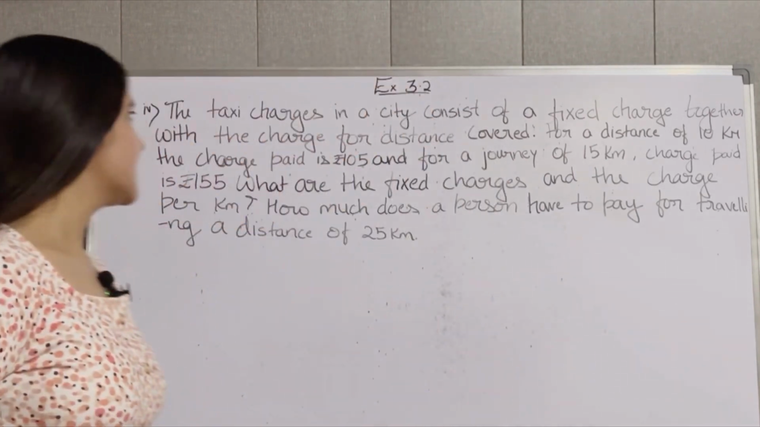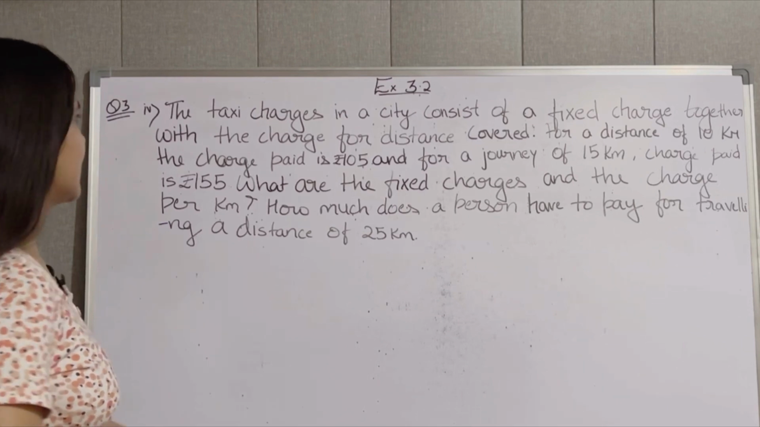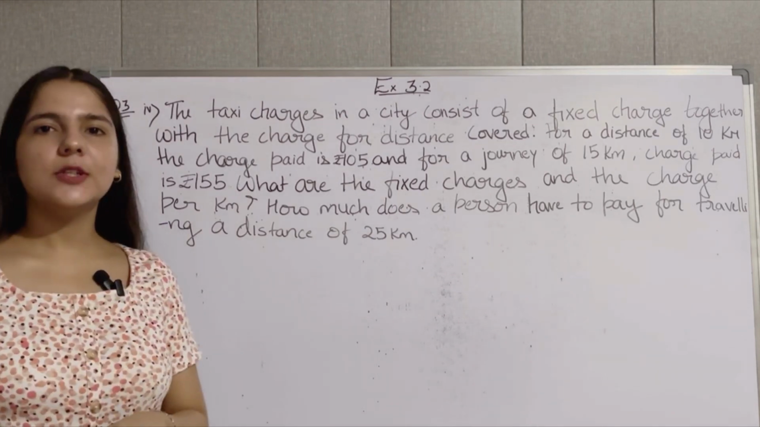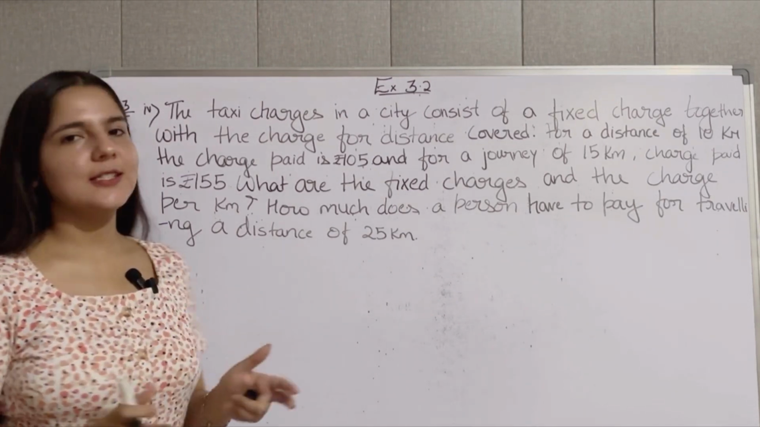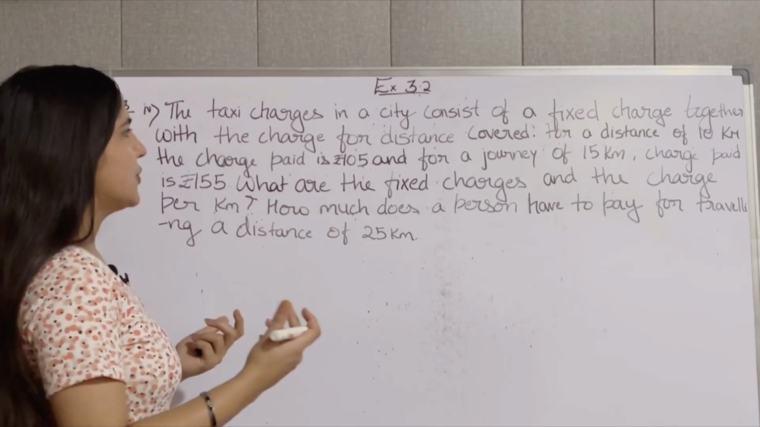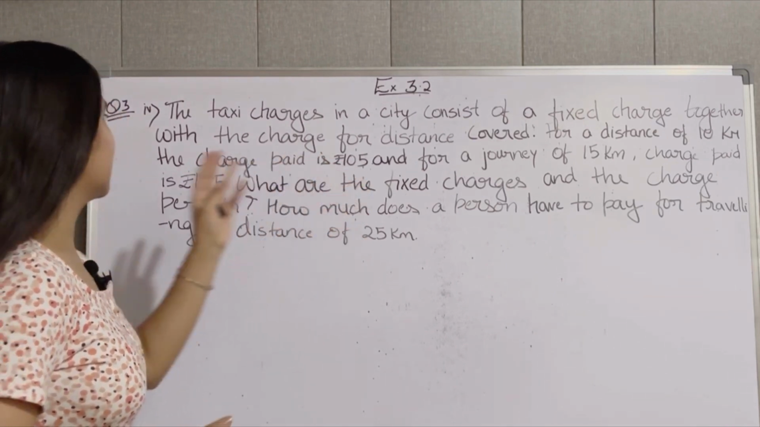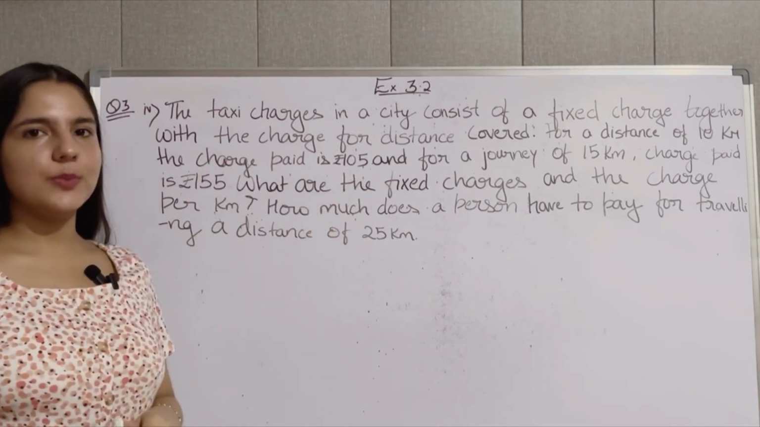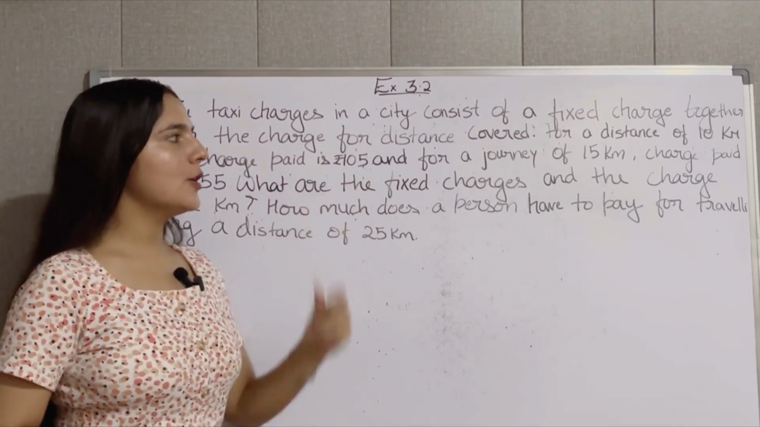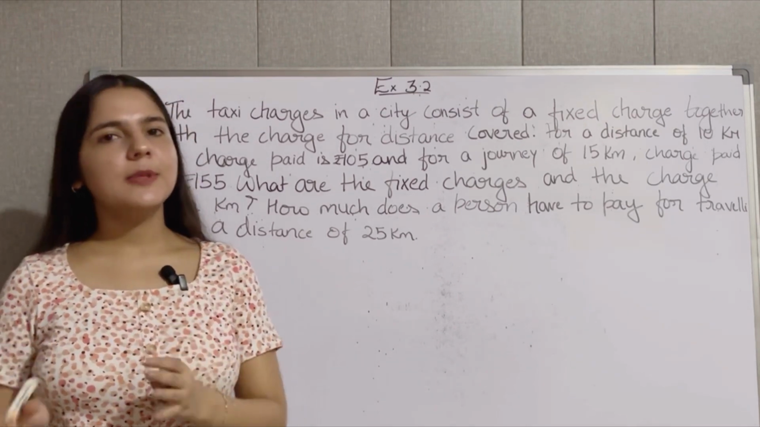Our fourth part is: the taxi charges in a city consist of a fixed charge together with a charge for the distance covered. So our question is saying there is a taxi driver in a city who takes some fixed charge and some charge per kilometer. For a distance of 10 km, the charge paid is rupees 105 and for a journey of 15 km, the charge paid is 155. So what have we understood so far?